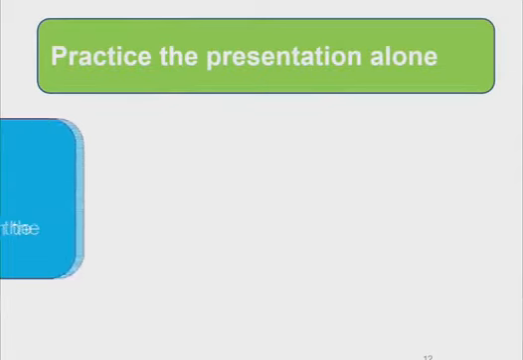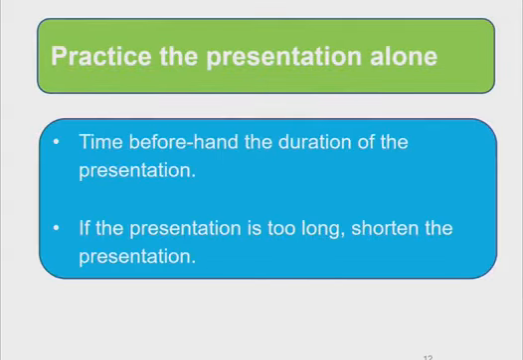Of course, you need to think about your audience, what the size of your audience is, what you like, what you think is going to bring your message across the best way. Okay, then practice the presentation alone. So in front of the mirror, if you can, time beforehand the duration of your presentation. If the presentation is too long, shorten the presentation. And of course, if it's too short, then you would lengthen that presentation.